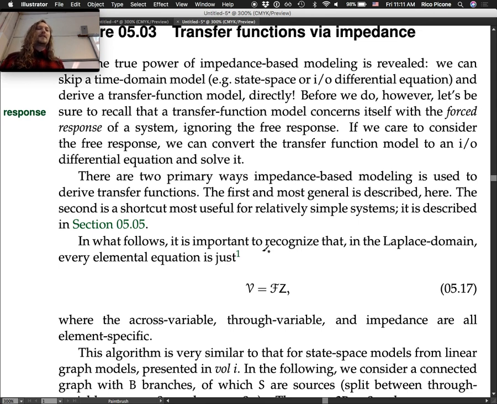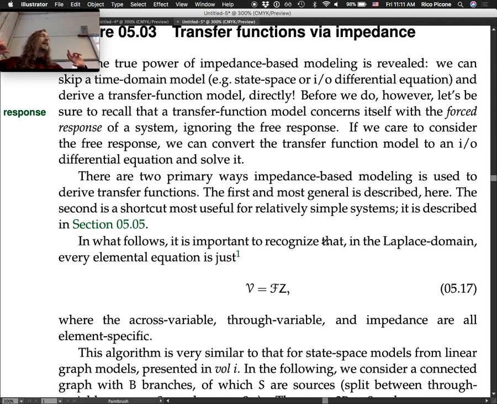Which is pretty cool, but remember that's how we derived the impedance of each element, right? We took the Laplace transform of each element and we said, oh, well, the impedance is just V over F, and that's equal to Z. So that's why we've already been using this equation to derive the impedance of each element, right? I'm in 517 very explicitly stating that.